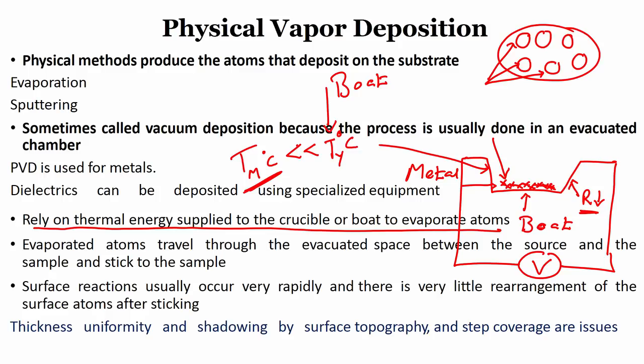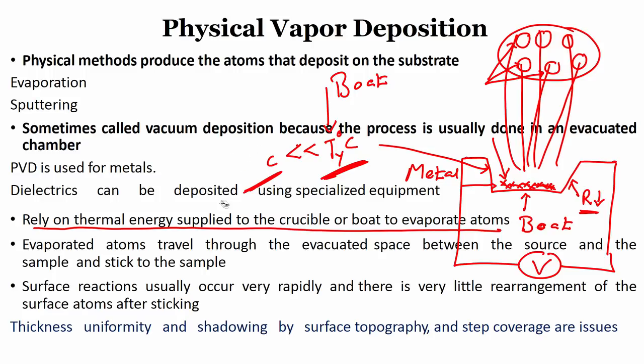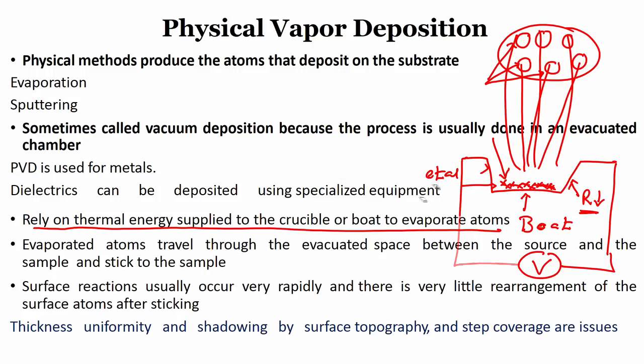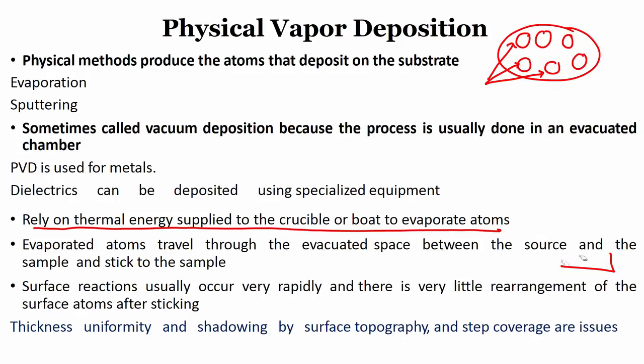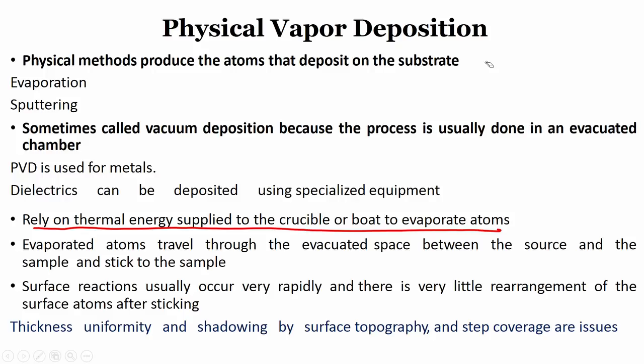what will happen? The metal will start melting, right. And if I keep on increasing the temperature of the board, the metal, after melting, will start evaporating. When it starts evaporating, it will get deposited onto the substrates, right. That is why what we are saying in this statement is that physical vapor deposition has to rely on the thermal energy supplied to the crucible or boat to evaporate atoms. You got it? To evaporate atoms.